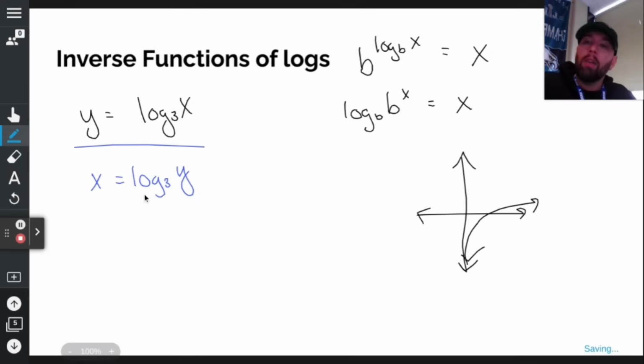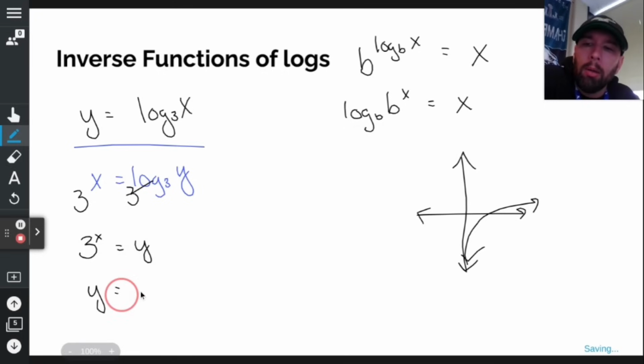So if I want to get rid of the log and I want to get y all by itself, what I would do is take 3 to the power of both sides. Sloppy? Yes. Legal? Yes. 3 to the power of both sides cancels that guy out and leaves me with 3 to the x equals y. Flip-flop to make it look better and make that the inverse.